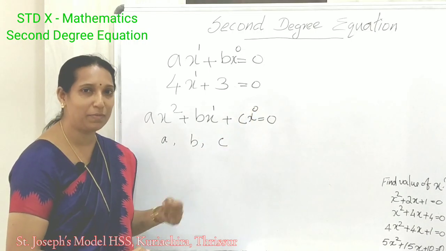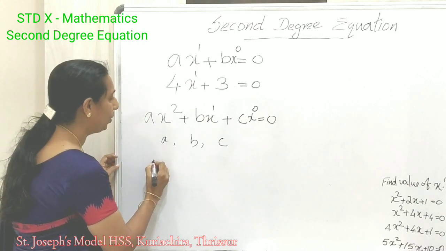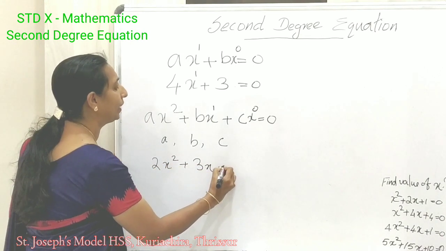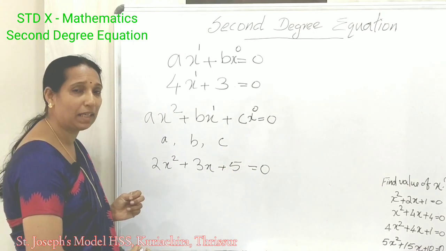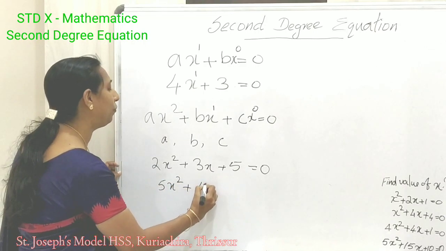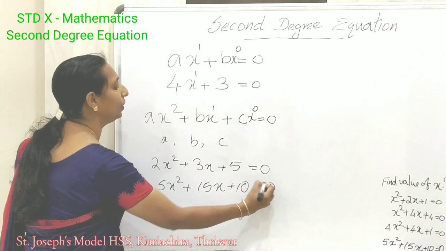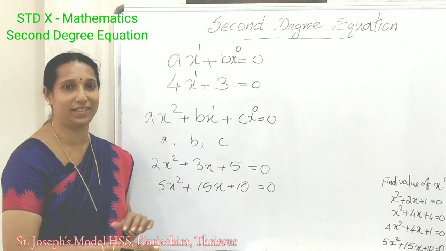Can you say any example for second degree equation? That is 2x square plus 3x plus 5 is equal to 0. Another example, 5x square plus 15x plus 10 is equal to 0. This is the second degree equation's speciality.